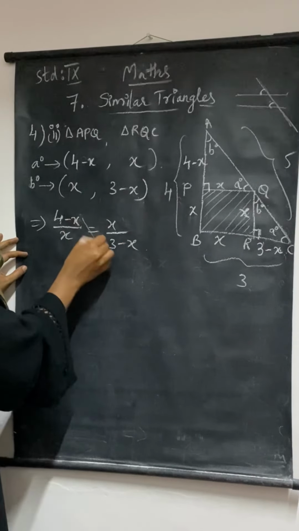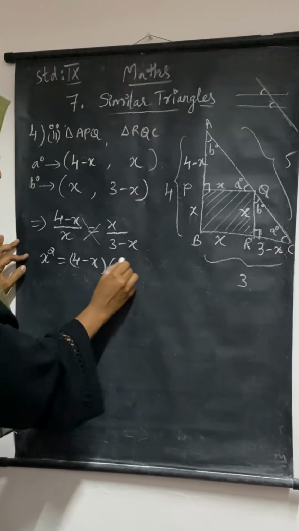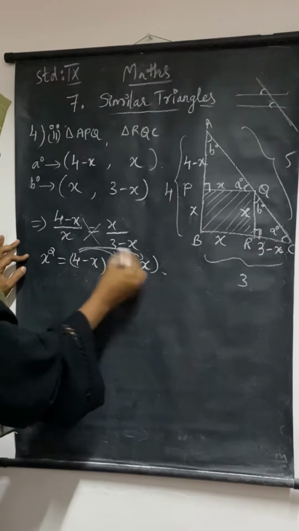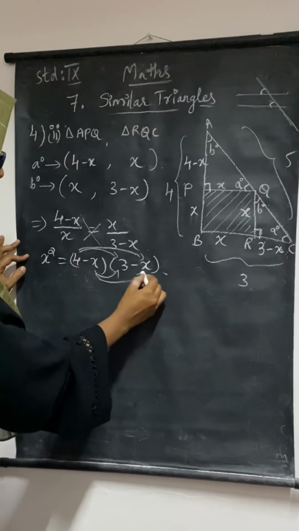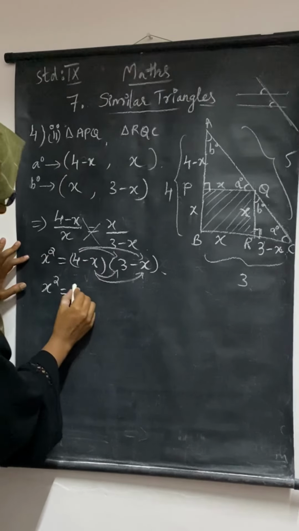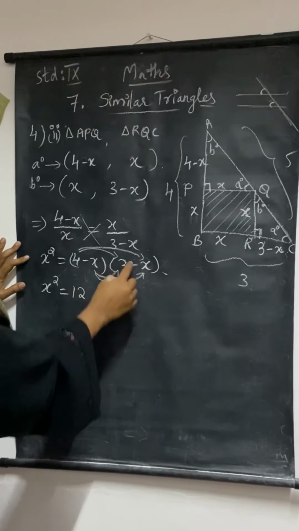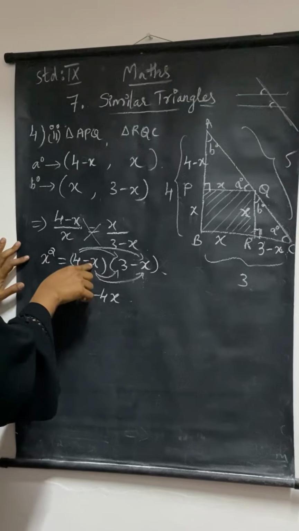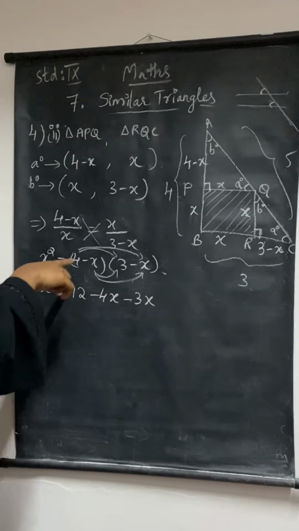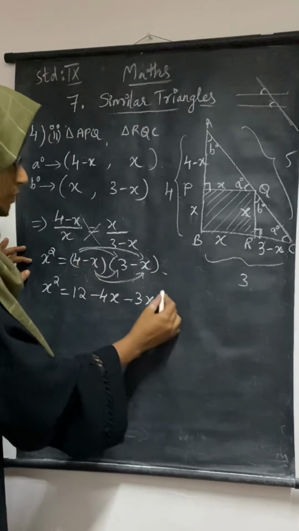So what happens here? You have to cross multiply. X into x will be x square is equal to 4 minus x into 3 minus x. That you have to multiply with every number, first number, second number, like this. So x square is equal to, see the arrow mark, 4 into 3, 12. Next this 4 into x, 4x, and here minus you have, minus 4x. Next this one, minus x into 3, that is minus 3x. Next this number with the last number, x into x is square, but minus becomes plus x square.